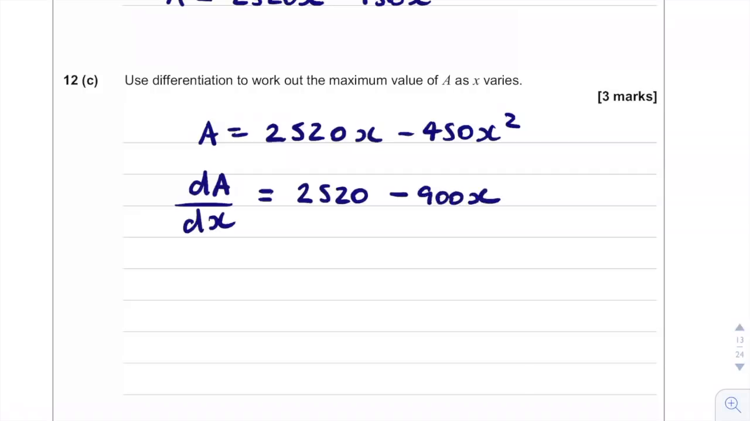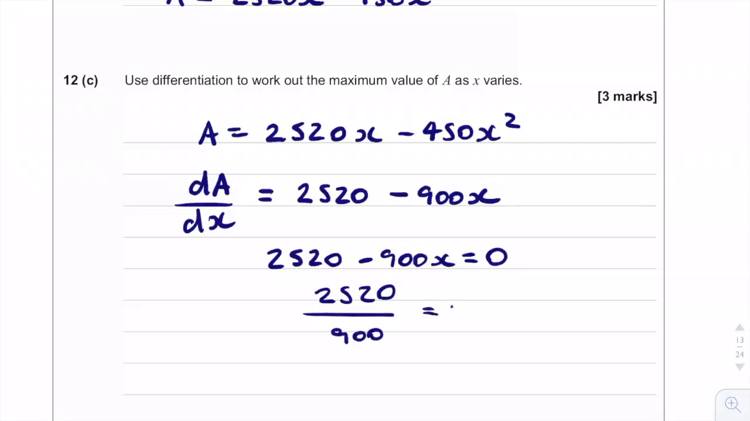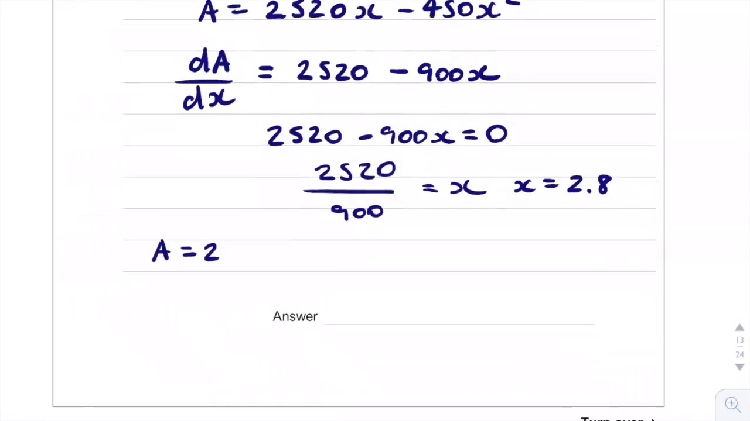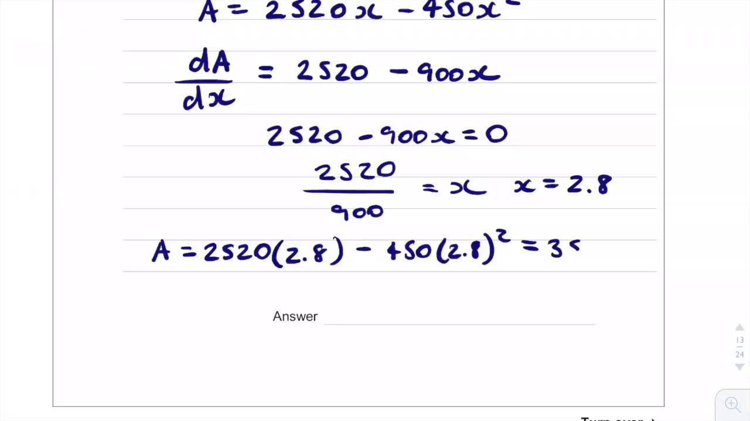So if we work out the maximum value, if we make dA by dx equal to 0, we'll get 2520 minus 900x equals 0. And we can work out x by saying that 2520 divided by 900 equals x. So that gives us an answer of 2.8. And then to work out the maximum value of A, we can just substitute 2.8 into our original equation for A. So we get A equals 2,520 multiplied by 2.8 minus 450, all multiplied by 2.8 squared. We put that into our calculator. We get 3,528.